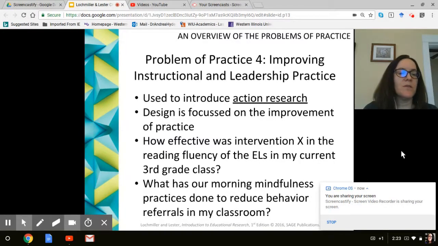So they're using numerical data. They're also using observational data of their own, and it's meant specifically to enhance math ability or whatever it is that they're studying. So a question might be, how effective was my intervention in the reading fluency of the English learners in my current third grade class? Or what has our morning mindfulness practice done to reduce behavior referrals in my classroom?